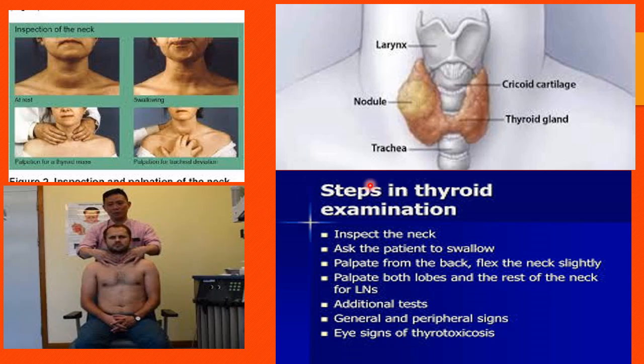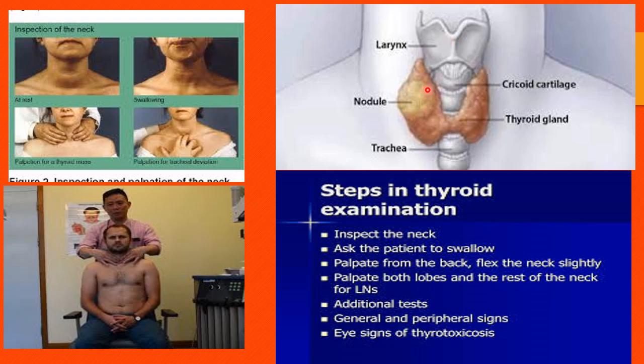So this is the summary of the steps in the examination of the thyroid. Inspect the neck, ask the patient to swallow, palpate from the back, flex the neck slightly to make the muscles relax so it is easier to palpate. Palpate both lobes and the rest of the neck for lymph nodes, the additional tests which I mentioned just now, and then look for general and peripheral signs of thyrotoxicosis or hypothyroidism, and especially look for eye signs of thyrotoxicosis. So again, here, this is a patient with a large nodule on the right.